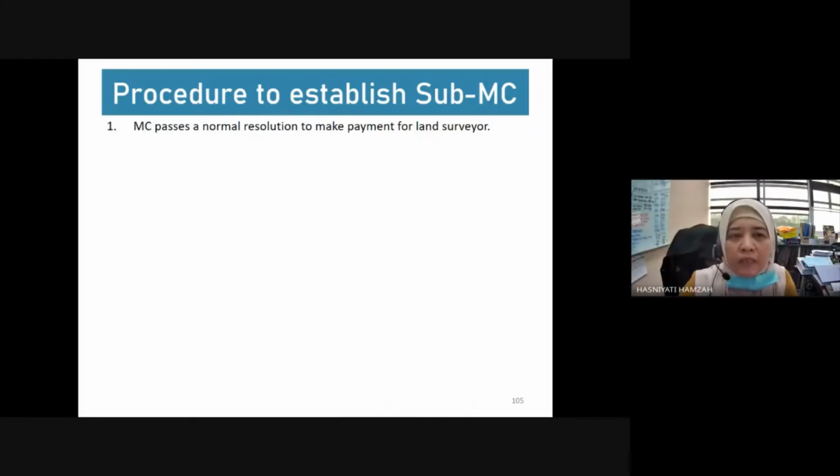Okay, so must pass a normal resolution to make payment for the land surveyor and also to appoint the land surveyor. Now, cost untuk land surveyor sangat tinggi, okay. That's why they have to go through the MC, kena pergi satu mesyuarat, pass a normal resolution, make payment for land surveyor. Can go to tens of thousands, and can go up to hundreds of thousands, okay. Land surveyor kawan kita dah kaya sekarang.